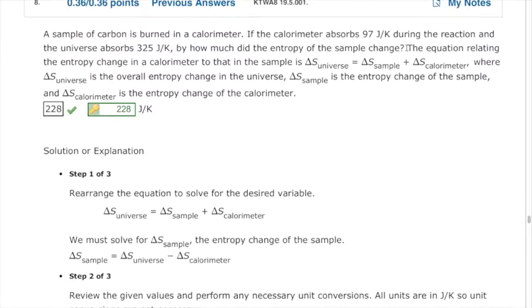So they're giving us an equation. I'll say that this is not a common equation. It doesn't pop up a lot, but it's given in the problem here. I thought I'd cover this just because it's an unusual question, really. The equation relating entropy change in a calorimeter to that in a sample is delta S universe equals delta S of the sample plus delta S of the calorimeter.